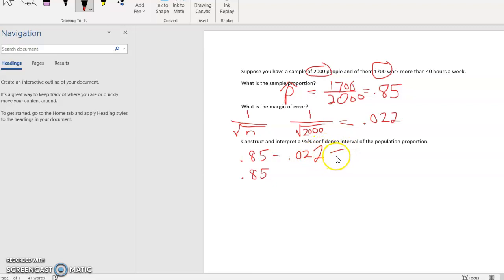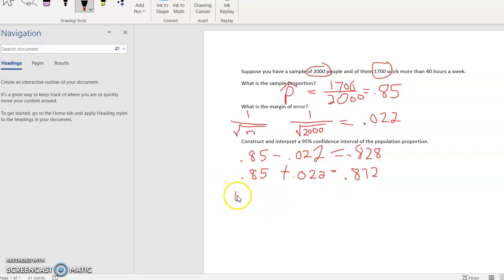So if I subtract 0.85 minus 0.022, that gives 0.828. And then if we add 0.022, it's going to give us 0.872. And that is the lower and upper part of our confidence interval. All right, now let's interpret it though.